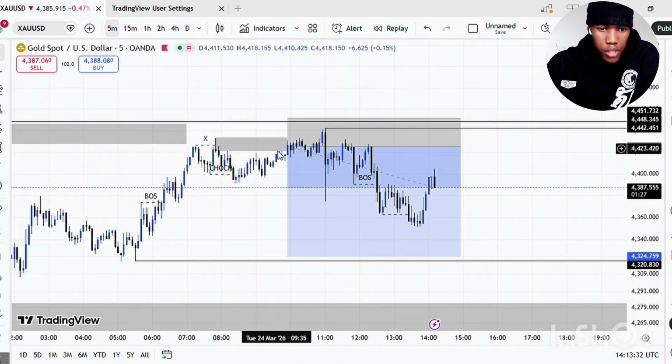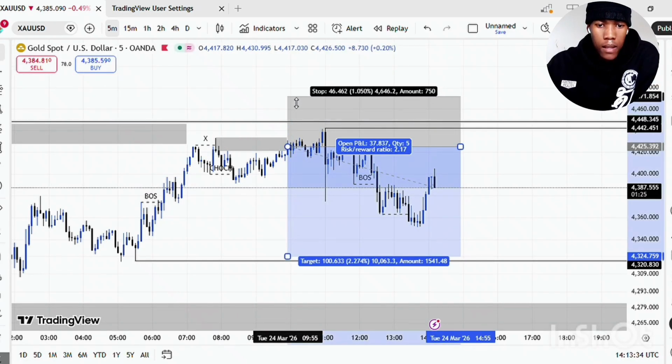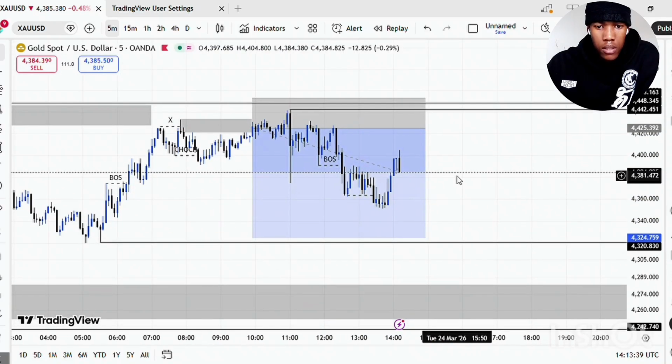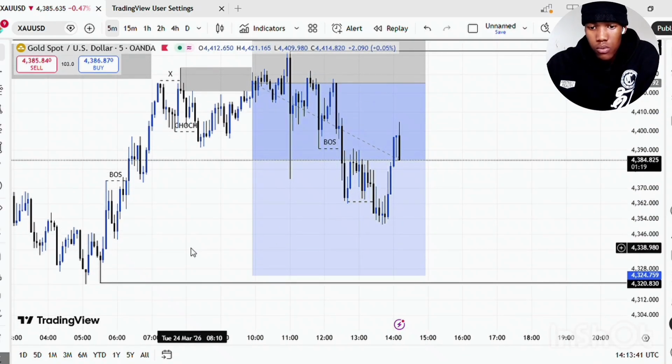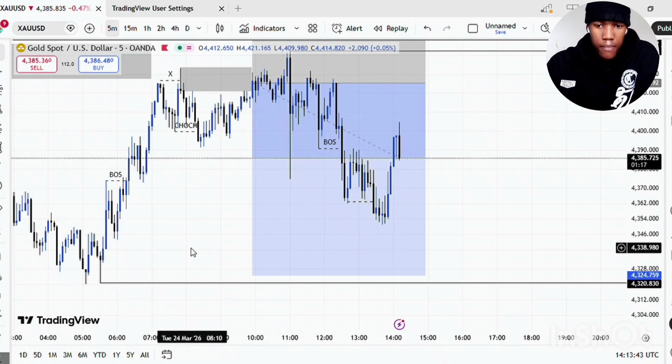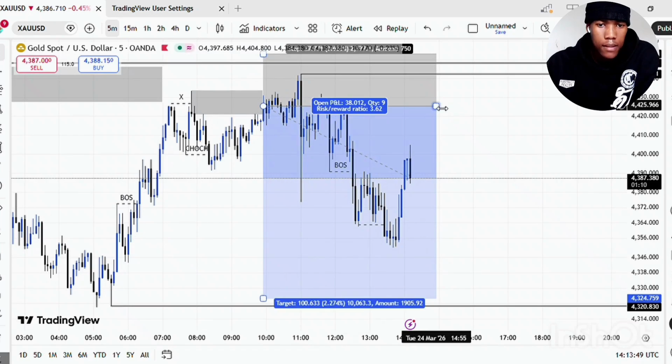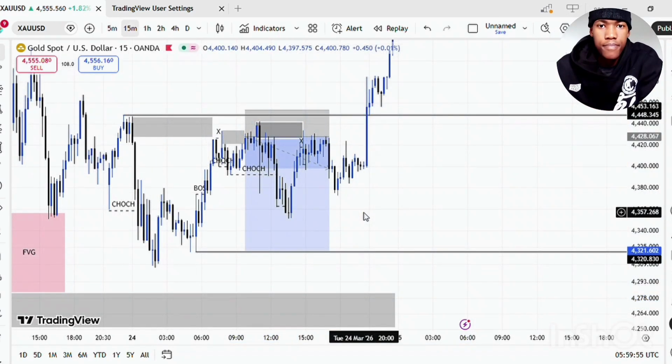So the market reacted to it. I placed my stop loss all the way above here. So now I'm just waiting for the market to do its thing. If I win this trade, I win this trade knowing that I traded my strategy, I followed my strategy. And yeah, so I'm just gonna wait and see what's going on. So yeah guys, this is the trade that I took on XAUUSD.